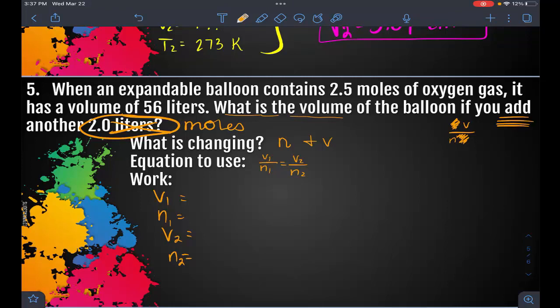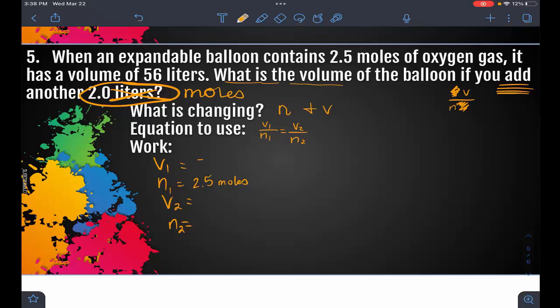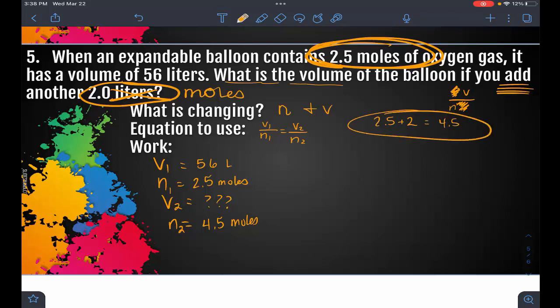When an expandable balloon contains 2.5 moles of oxygen gas, that's my starting N value, 2.5 moles, it has a volume of 56 liters. All right, what is the volume of the balloon? So volume is question mark. If you add another 2 moles. So y'all, it started with 2.5 moles, and it says that we added another 2 moles. My final amount of moles then is 4.5. Why? Because that was the starting 2.5 plus we added 2 more. That's 4.5.